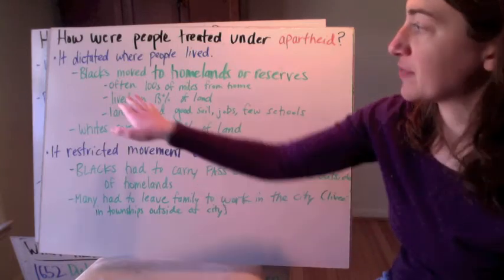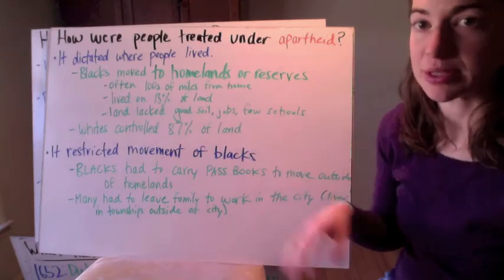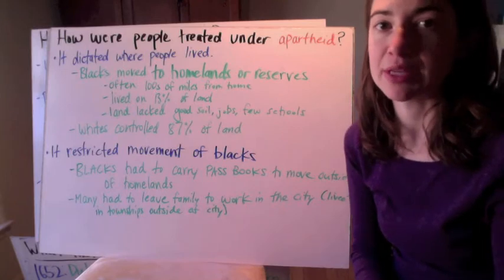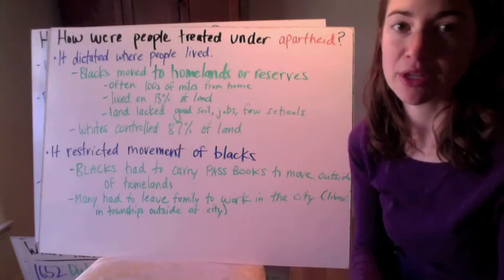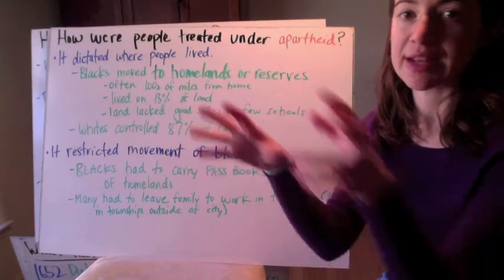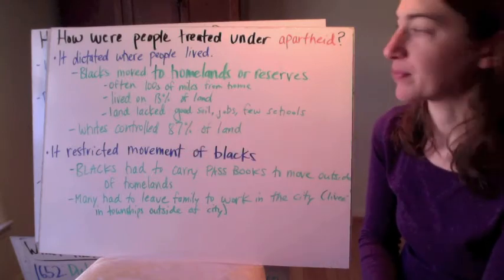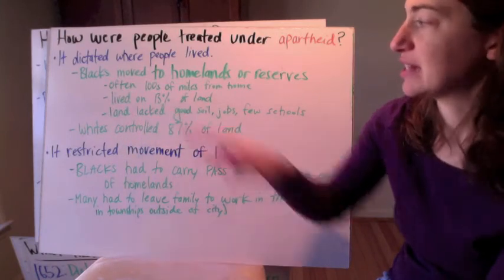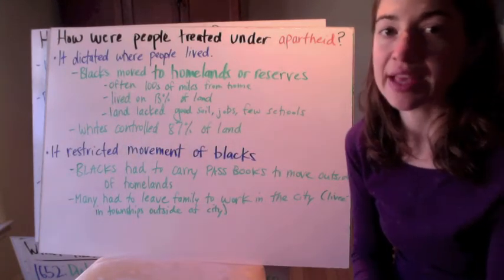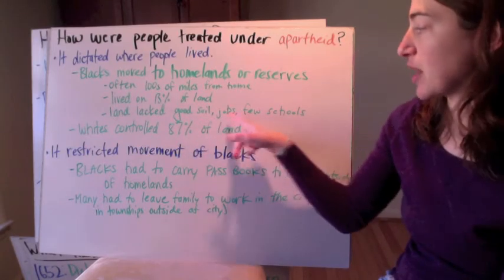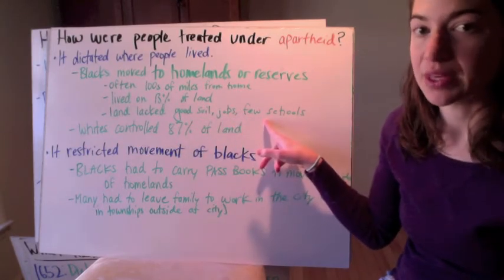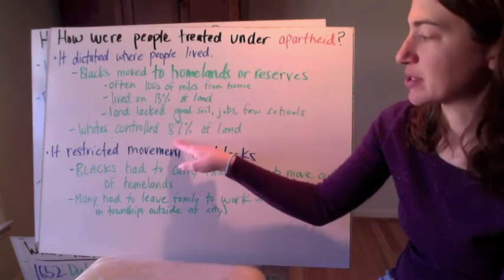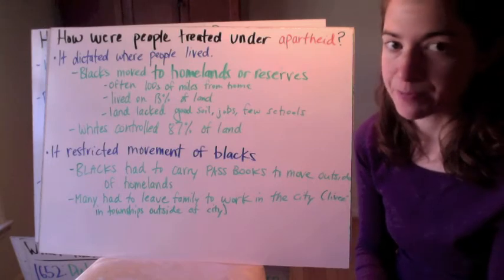And so they often had to move hundreds of miles from their homes. There were great communities of black people in the cities, middle class and rich black people, but they were all taken from their land and forced to move hundreds of miles away. And 68% of the population then had to live on 13% of the land. And the land they were given lacked good soil, jobs, and had very few schools. The whites, on the other hand, controlled 87% of the land under apartheid.